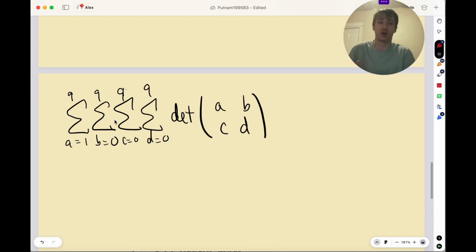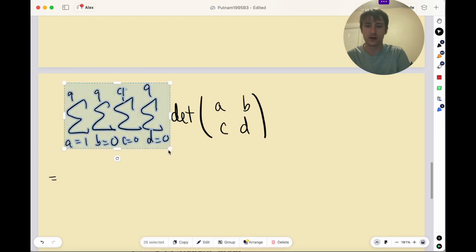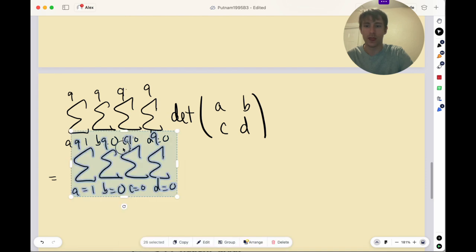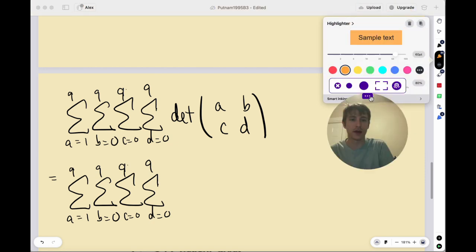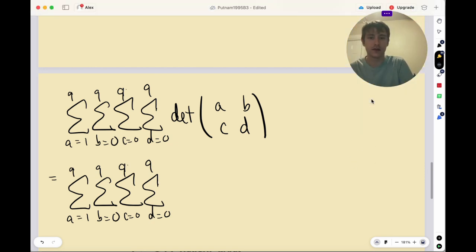This looks really complicated. It's not as bad as you think. And again, this is just the way that I approach the problem. Maybe you approach it differently. But the determinant is very simple. It's just A times D minus B times C. So this is equal to that, and I'll highlight this. So the determinant of this is equal to AD minus BC.